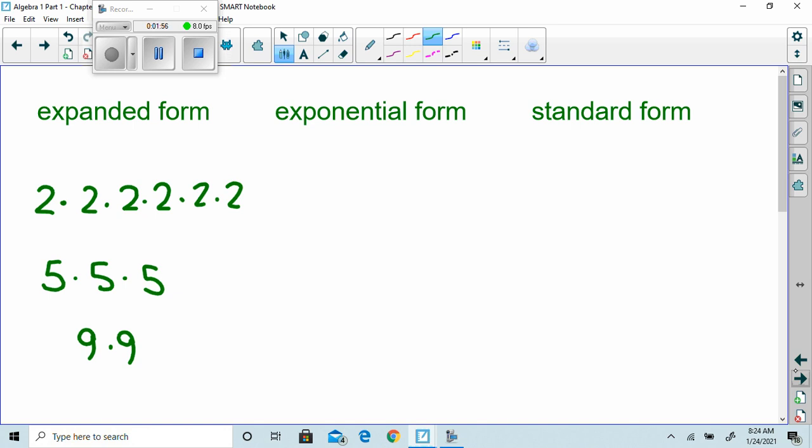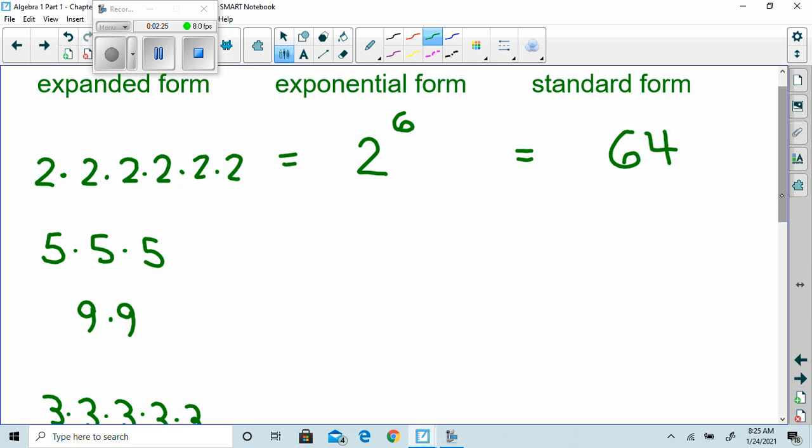Expanded form, I'm taking this base, again that's the factor, and I'm multiplying it by itself 1, 2, 3, 4, 5, 6 times. So then I multiply this out. 2 times 2 is 4. 4 times 2, 8. 8 times 2, 16. 16 times 2, 32. 32 times 2 is 64. These are 3 ways that I can write 64.